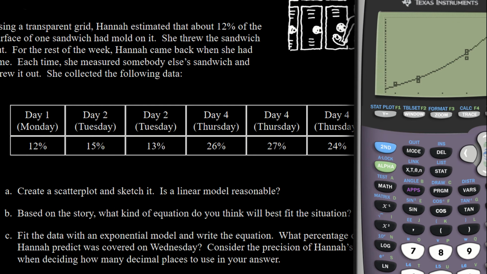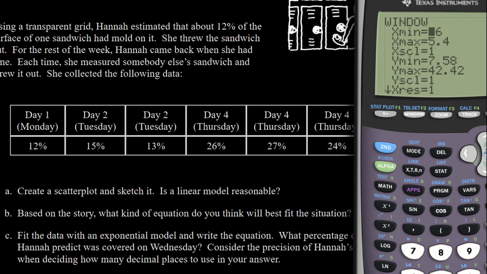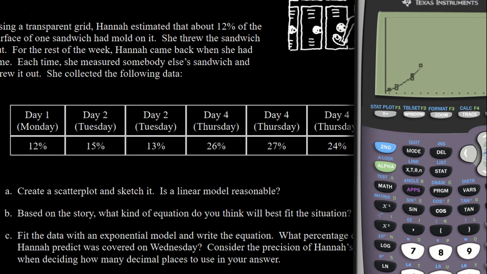Now if I was to zoom out a whole bunch, go to my window, right now I'm looking for up to 5 days. I was going to say let's look for 15 days in the future if I had a lot of these sandwiches. And let's also create Y max to be like 90. And let me look at that now. So there it is, and there's the model taking off there.